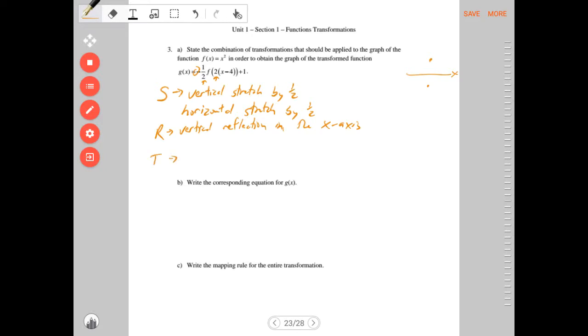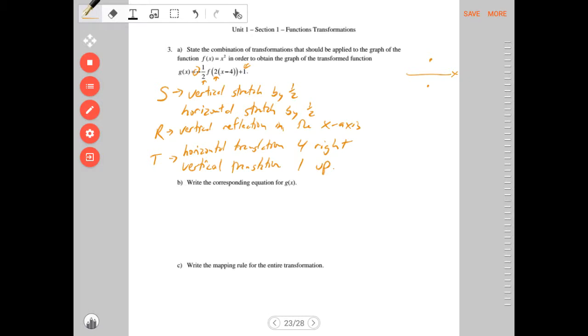So that is going to be 1 up and 4 to the right. So horizontal translation, 4 right, and vertical translation, 1 up. Okay, and there you have it.